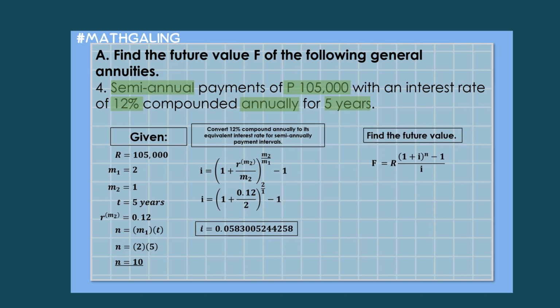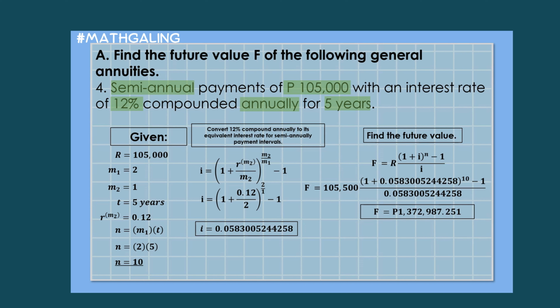And here is the formula. F is equal to R times 1 plus I raised to the power of n minus 1 over I. So let's substitute it, and now it is 105,000 times 1 plus the value of I raised to the power of 10 minus 1 over the value of I. So the answer is 1,372,987.251 pesos.